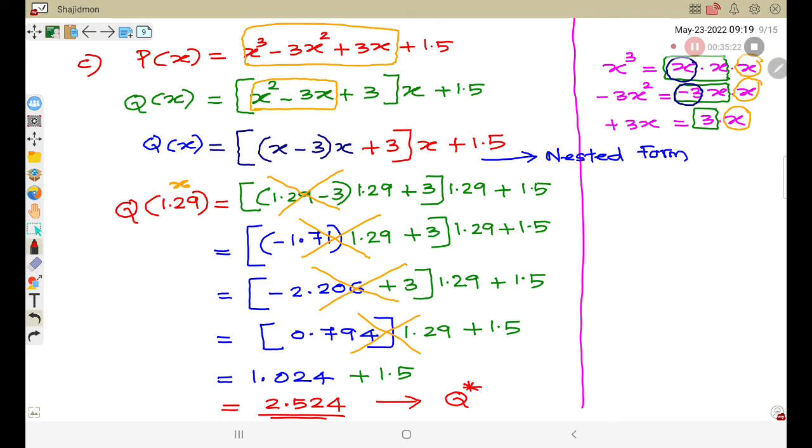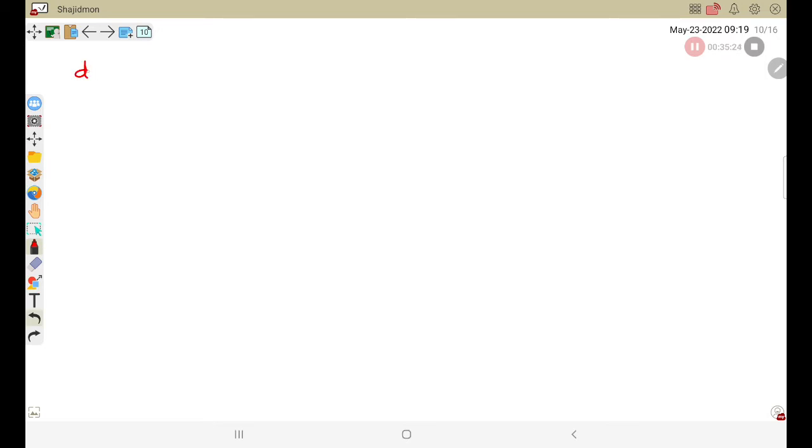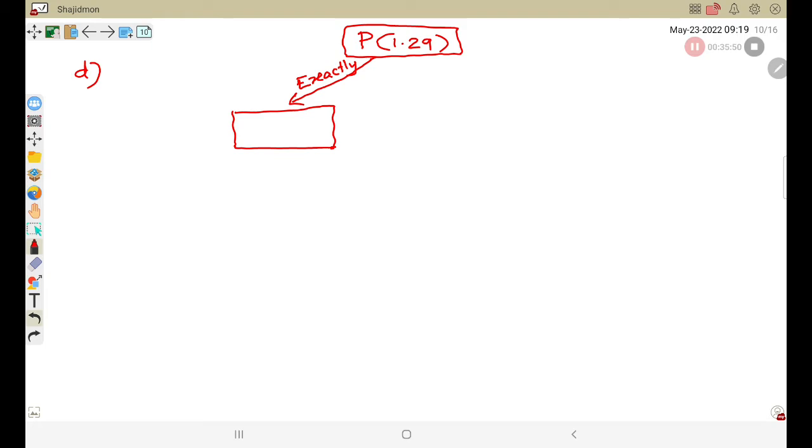Now we are going to do the D part of the question. Before doing the D part, you just try to understand what we did in A, B and C parts. We did the polynomial value at 1.29, correct? What are the methods we used? First we did exactly, correct? First we did exactly. We got an exact number, an exact value here.